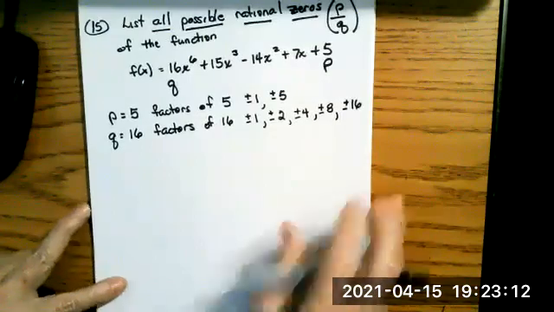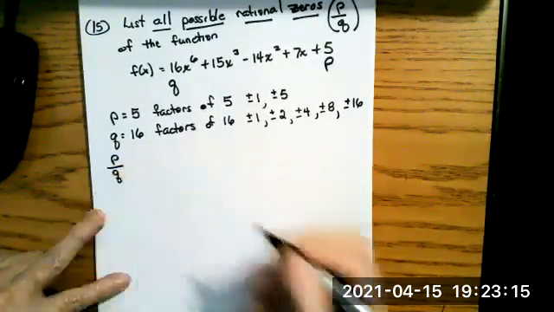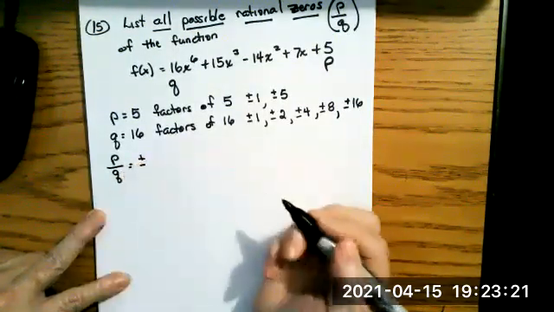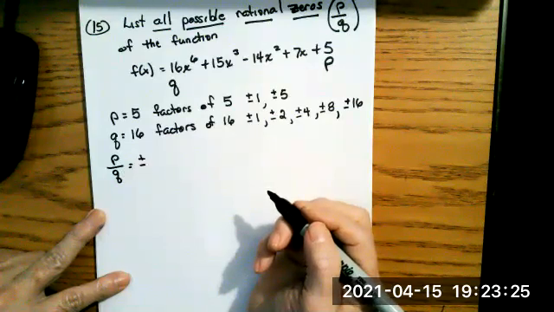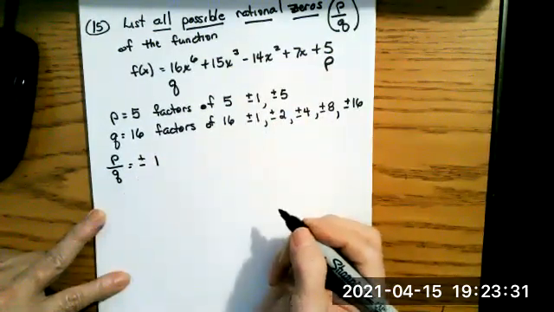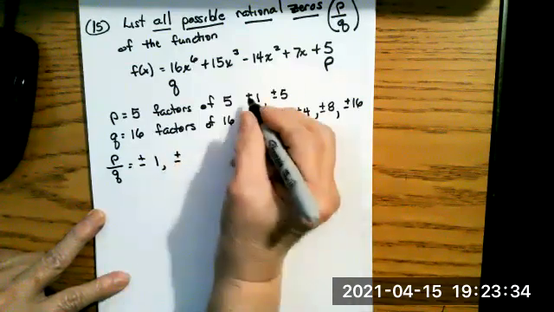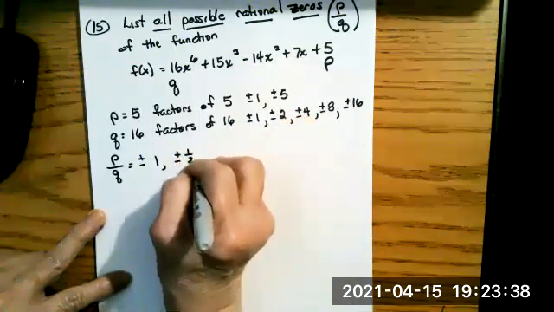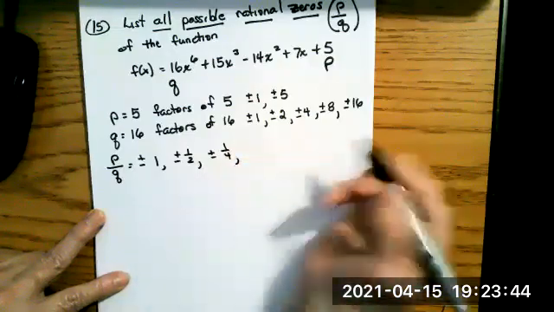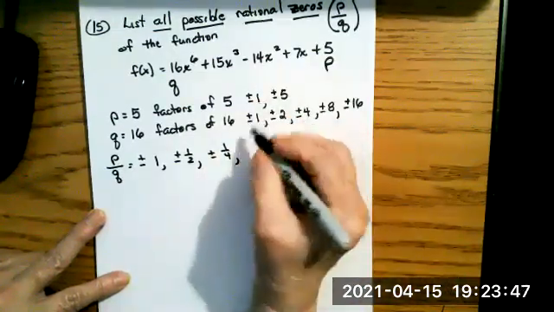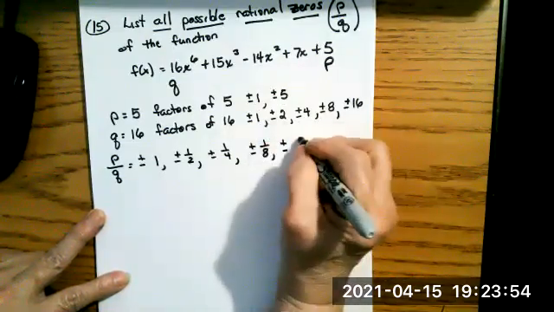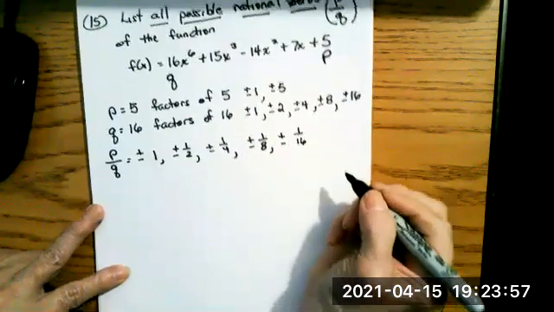So then what I do is put the P over the Q. So I have plus or minus 1 over 1, which is 1, plus or minus 1 over 2, plus or minus 1 over 4, plus or minus 1 over 8, plus or minus 1 over 16. Then I've got to do the 5.